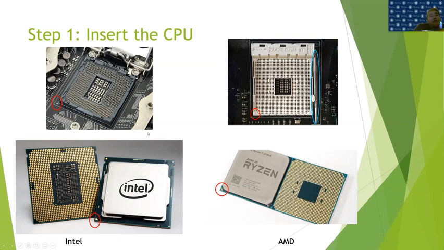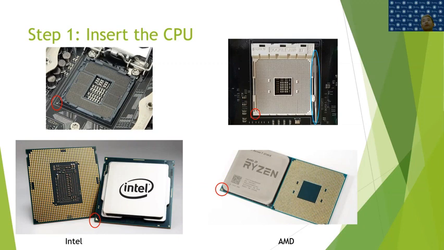Then the second important thing when handling the CPU is that you should always hold the CPU from side to side in order to avoid damaging the bottom part of the pins or the conductors. If you damage the pins on the CPU, they can be very difficult to fix, and you may end up having to buy a new CPU if it's not covered under warranty.